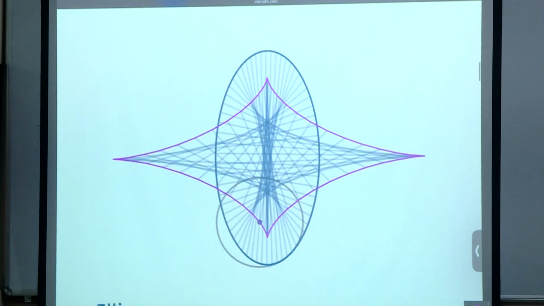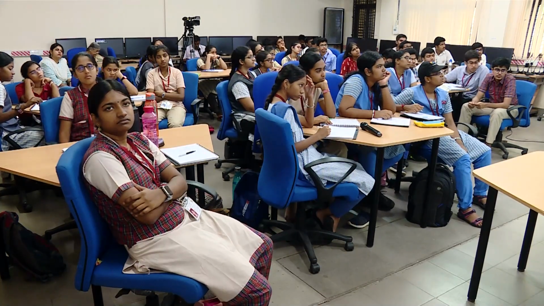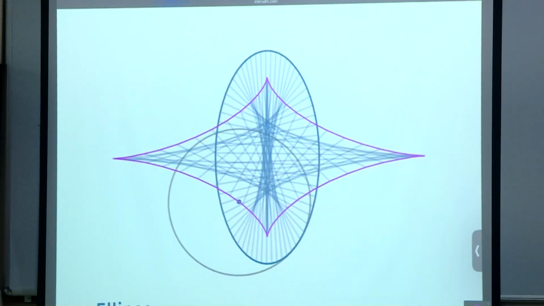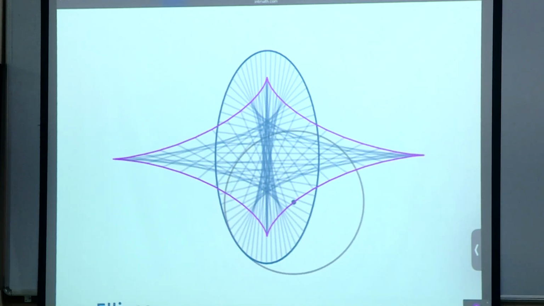So if you look at this picture, there are two things that are happening. If you look at the ellipse, there is a circle touching the ellipse, and it is the best fitting circle to an ellipse. So let me write that down.